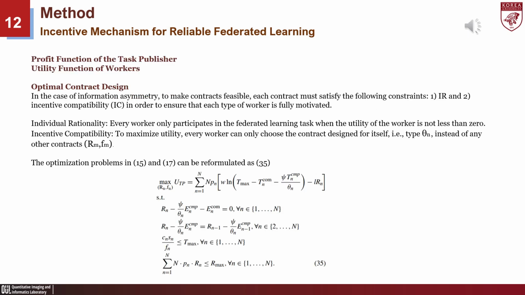To optimize the profit function of the task publisher and the utility function of workers, we need to define the optimal contract design. In the case of information asymmetry, to make the contracts feasible, each contract must satisfy the following constraints: individual rationality and incentive compatibility. Individual rationality means every worker only participates in the federated learning task when the utility of the worker is not less than 0. Incentive compatibility, to maximize the utility, means every worker can only choose the contract designed for its own type θn instead of any other contract Rm, Fm. The optimization problem in equations 15 and 17 can now be formulated as the optimization problem in equation 35.